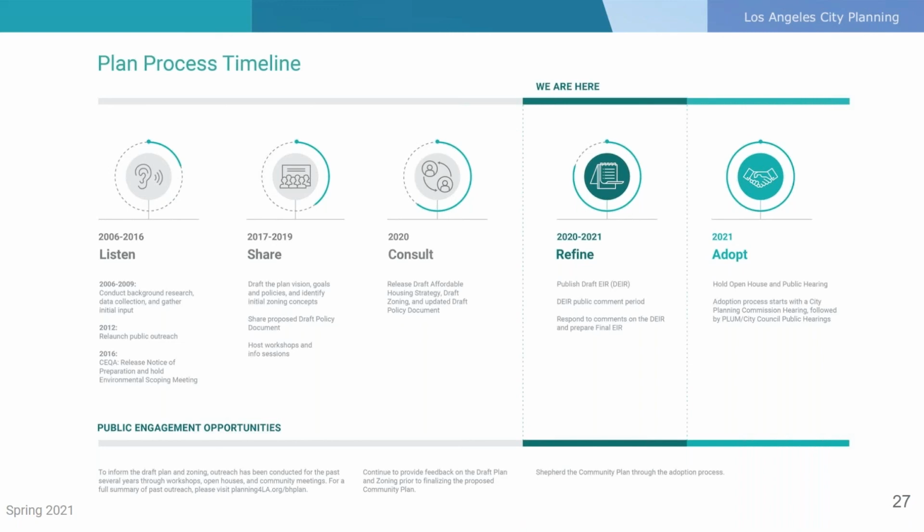After a comment period for the draft EIR, we will hold a public hearing on the draft plan and zoning changes, which kicks off the adoption process for the community plan. After the public hearing, a recommended plan will be brought to the City Planning Commission and finally adopted by City Council. Leading up to and during the entire adoption process, there are many opportunities for continued public input, feedback, and comments.